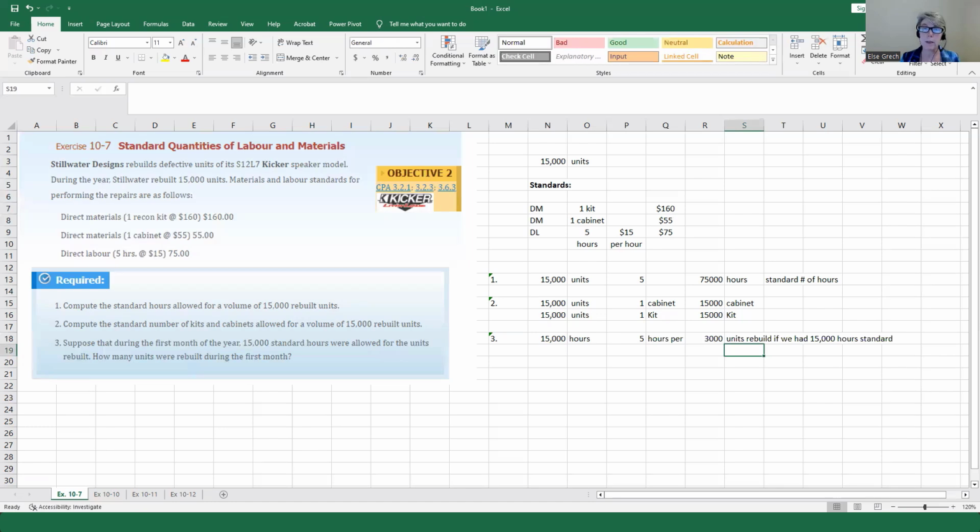Now, don't forget, we're going to take those standards and then we're going to take the actual things that happen. We're going to compare the two and we're going to say, okay, is this a good thing or is this a bad thing?